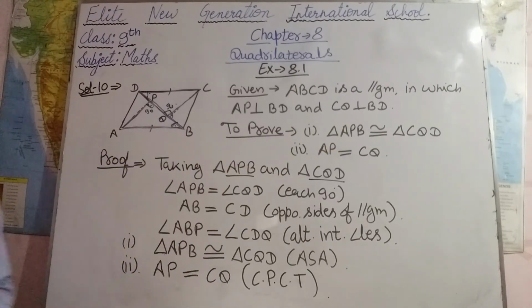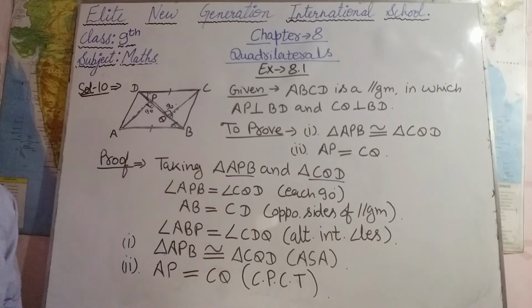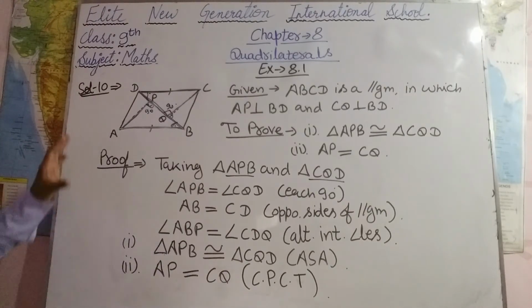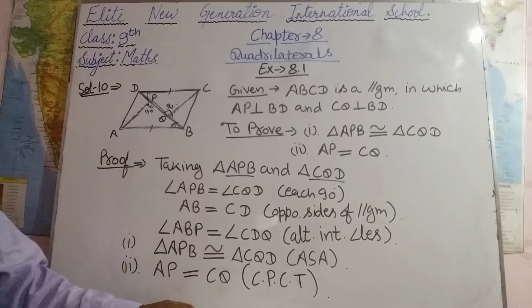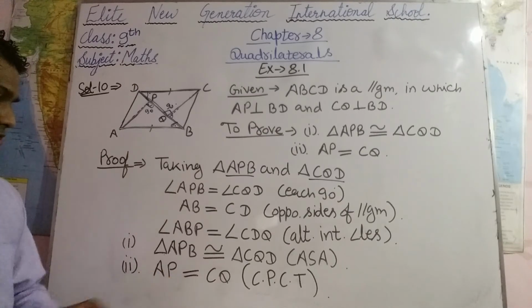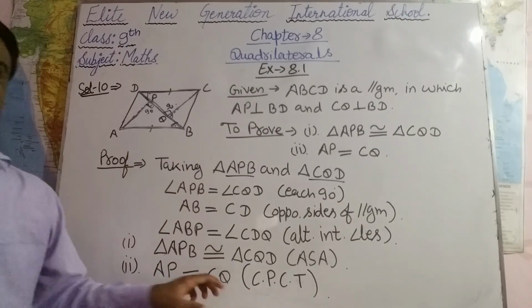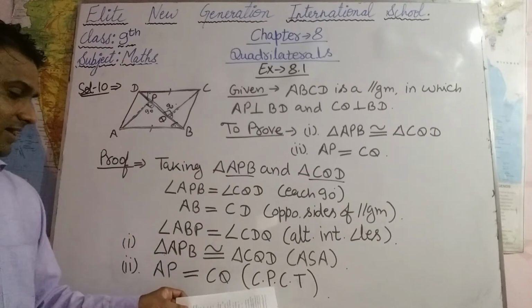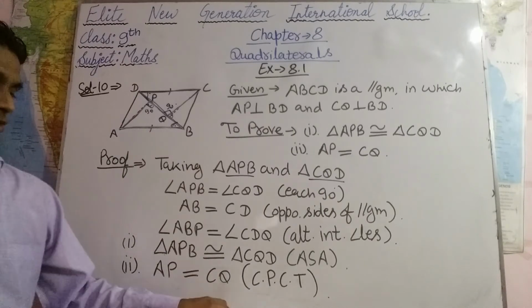If triangles are congruent, then corresponding sides will be equal. So in the second part we can say AP equals CQ by CPCT, corresponding parts of congruent triangles. So in this way we can complete this question also. The remaining questions of this exercise you can try, that is questions number 11 and 12. In the next session we will start our next topic, the midpoint theorem, which is also a very important theorem.